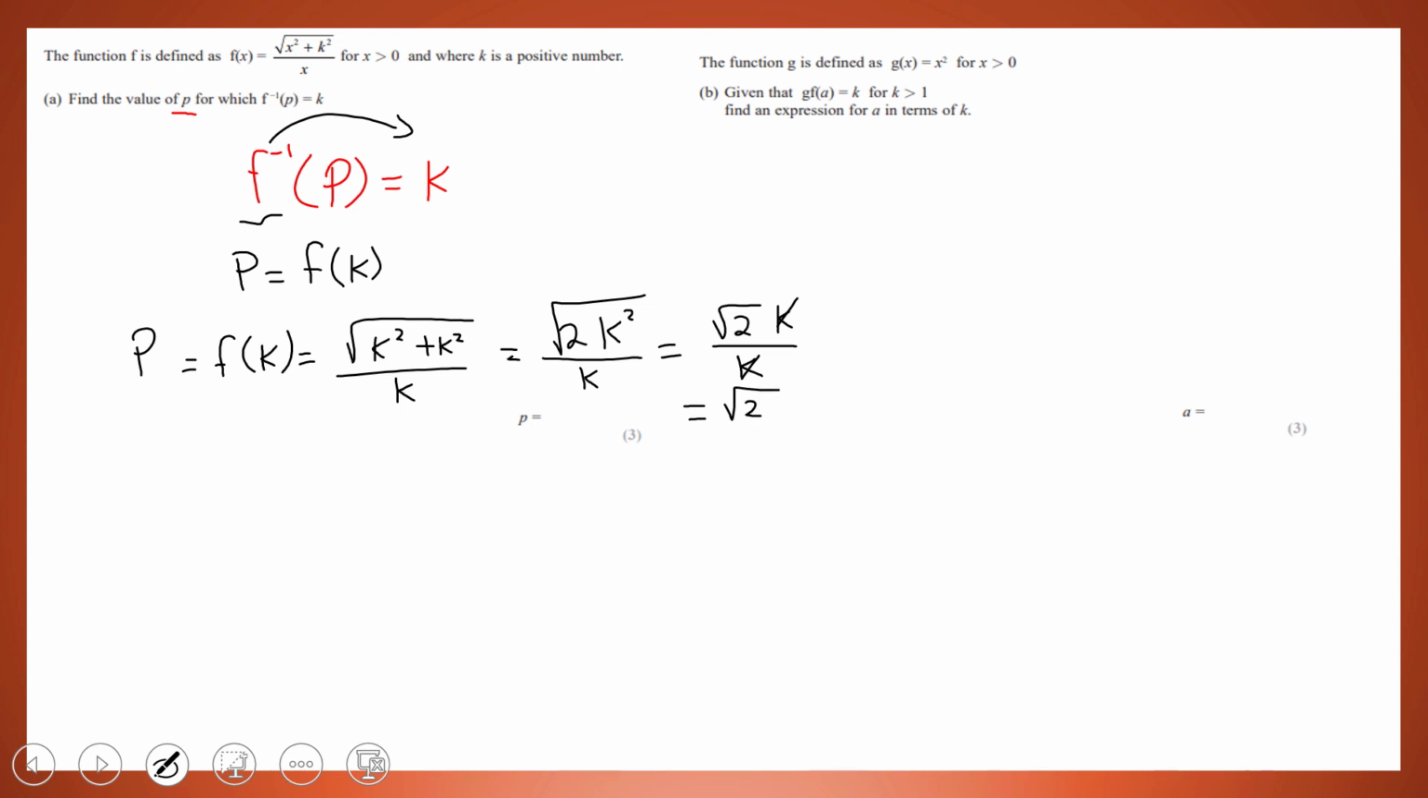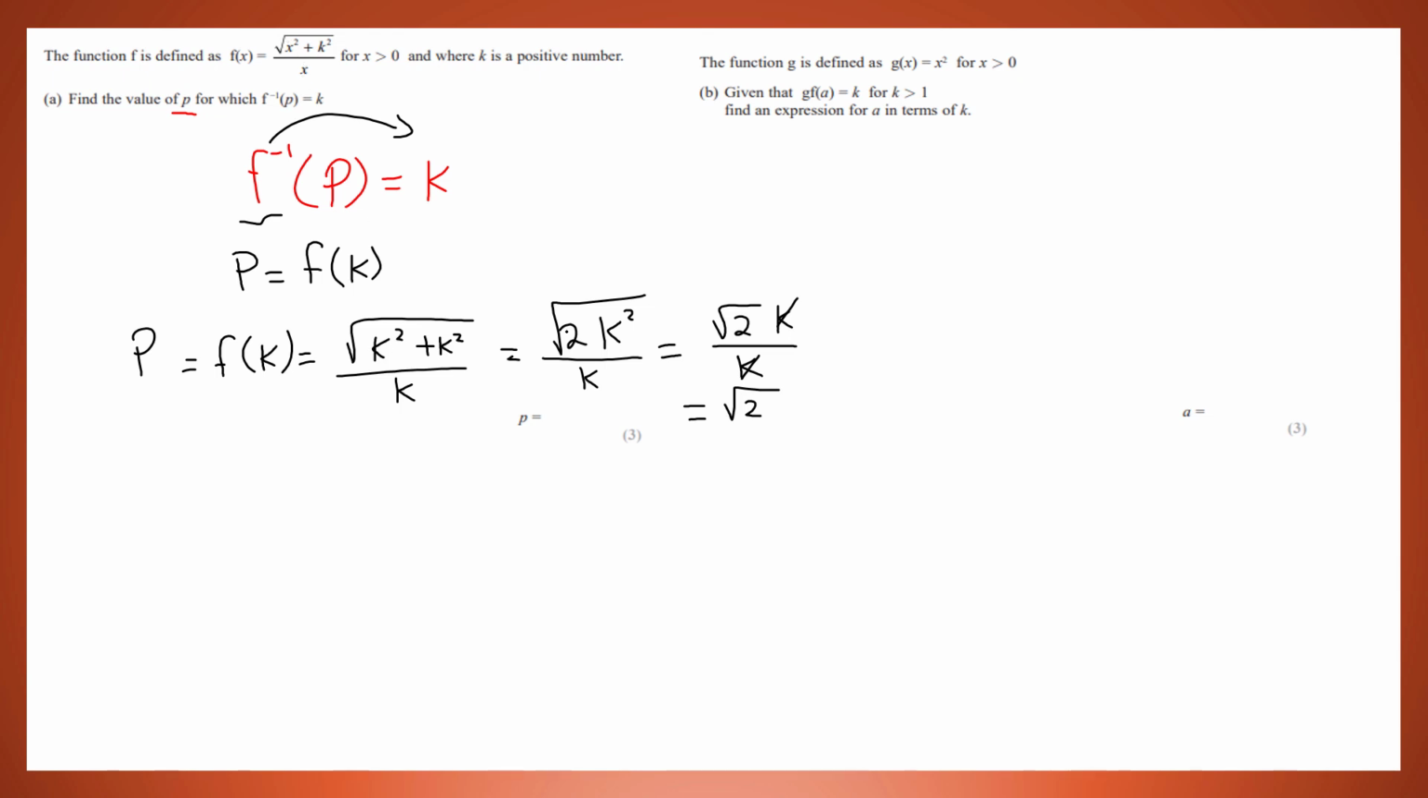So again, how did we do this part? I need to find p, and it's given here as a hint, f inverse of p is equal to k. If I want to make p the subject, the inverse goes to the other side as the normal function notation, so p equals f of k. So f of k is here. You need to replace each x by k in the function notation, so it will be k squared plus k squared all over k, because each x has been replaced by k.